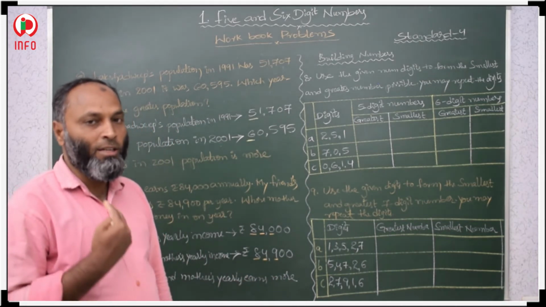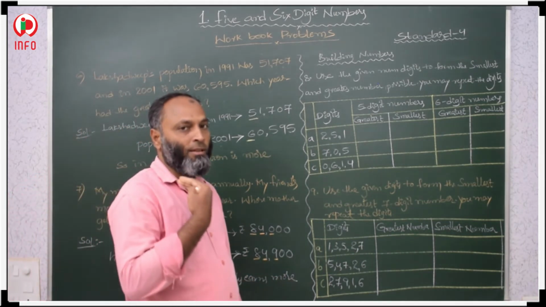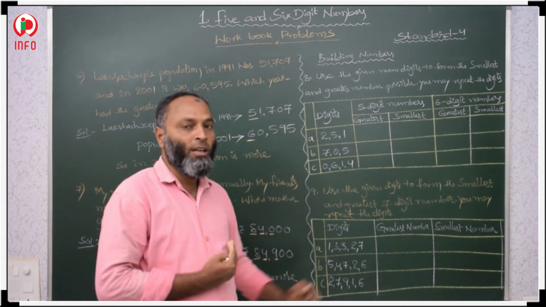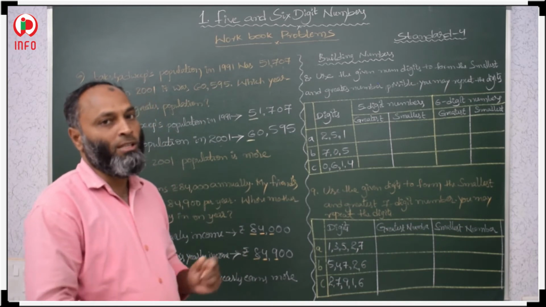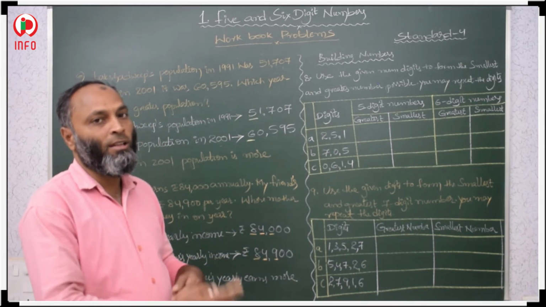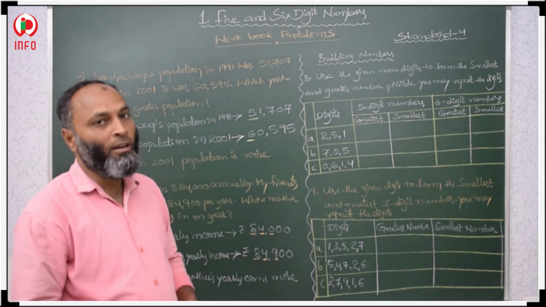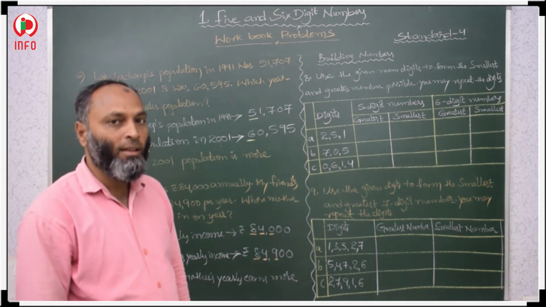We start comparison from left to right, here from the 10,000 place to the ones place. If the digits are equal, then we move to the next place. If the next place is also equal, then we go to the next place. Wherever the bigger digit comes between them, that number is the bigger one.